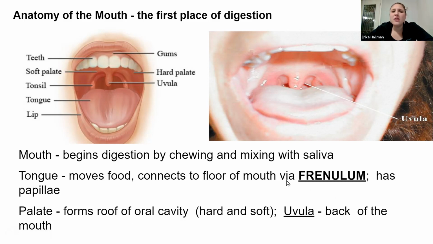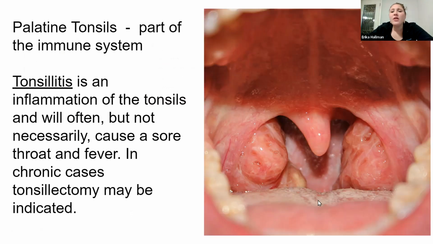Also, if you move your tongue completely up to the roof of your mouth, you'll notice that there is this connective tissue from the floor of your mouth to your tongue. That's called the frenulum, and that's essentially what helps hold that muscle down. If we look in the back of the mouth, this person actually has inflamed tonsils.